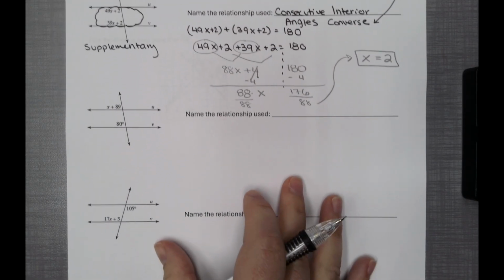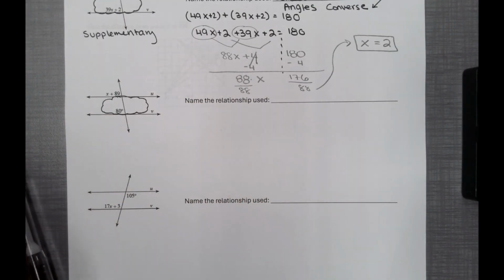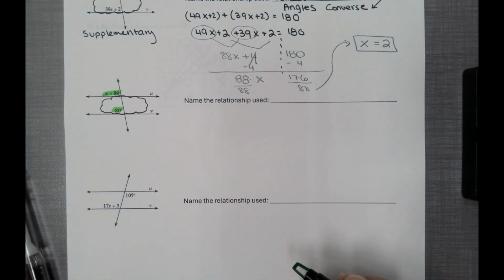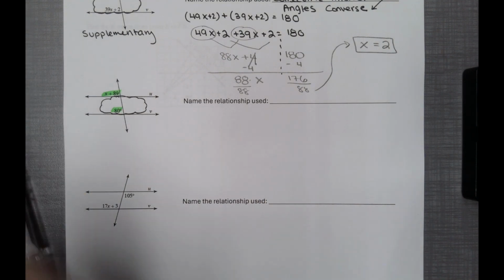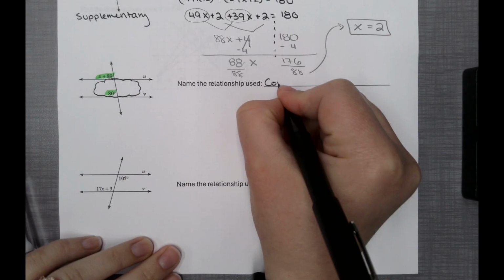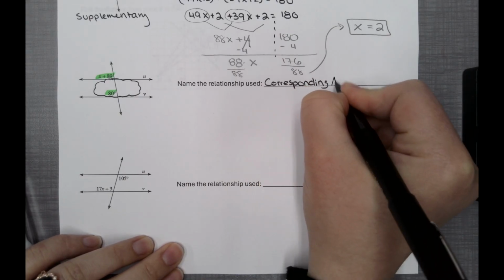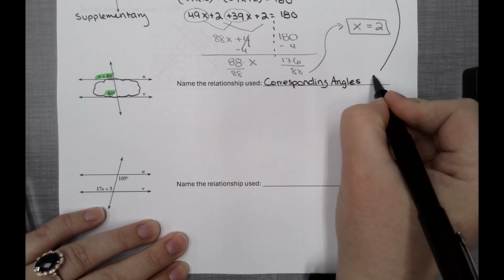Okay, moving on. Name the relationship. Let's go ahead and figure out what kind of relationship we have. Notice that these are both on the same side of the transversal, however, their location is the same. So they're not both exterior, they're not both interior, one's inside, one's outside, but the location is the same. That means we have corresponding angles. Okay, we are trying to prove parallel lines, so we write the word converse.